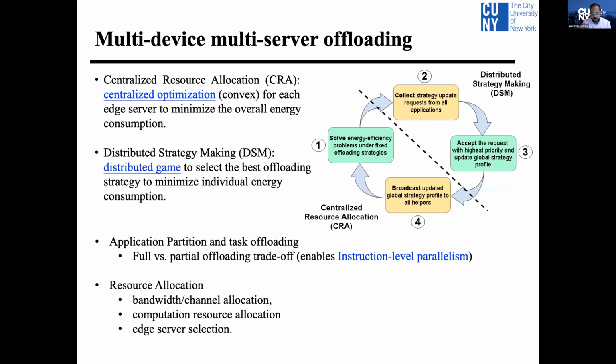For this application, we came up with a combination of centralized resource allocation and distributed strategy making using a game, to optimize the energy both from the system's point of view and from the device's point of view. Essentially, we are looking at the full versus partial offloading trade-off. In some scenarios, based on situational awareness, we will do full offloading to the server. But in some scenarios, based on the different parameters and the resource availability of the system, we'll do partial offloading, which enables instruction level parallelism and can drastically reduce the overall energy consumption of the system. The resource allocation will include channel allocation, computation resource allocation, and edge server selection as well. So this is pretty much the object detection.